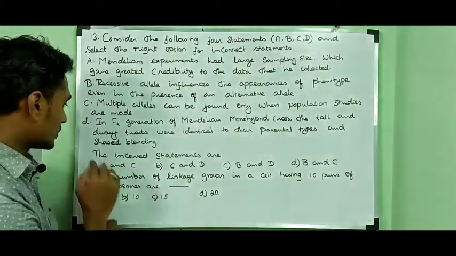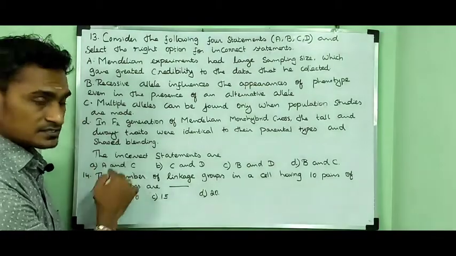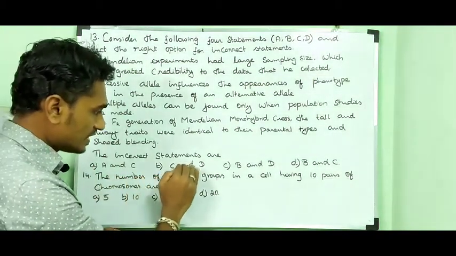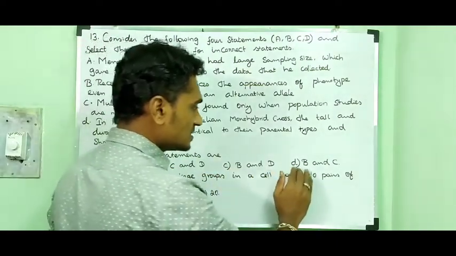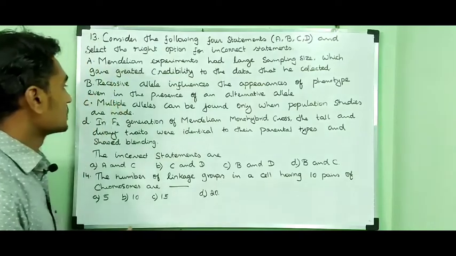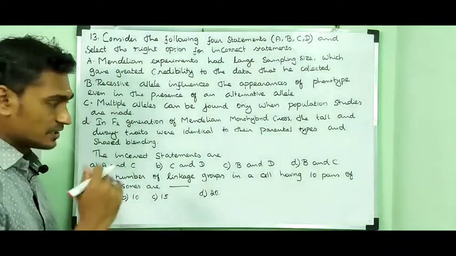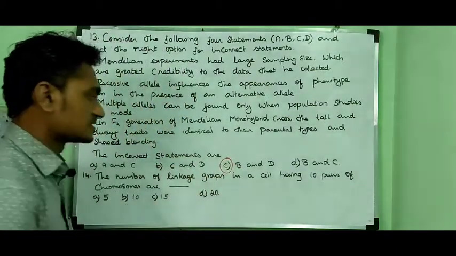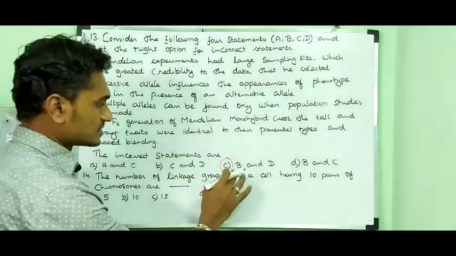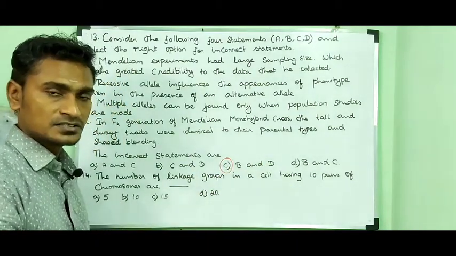So here the options are: option A and C, option B, C and D, option C, B and D, option D, B and C. Here B and D statements are incorrect. Option C is the right answer. B and D represent the wrong statements.